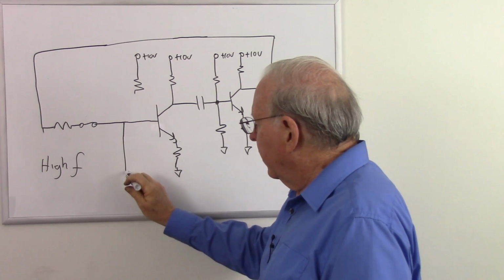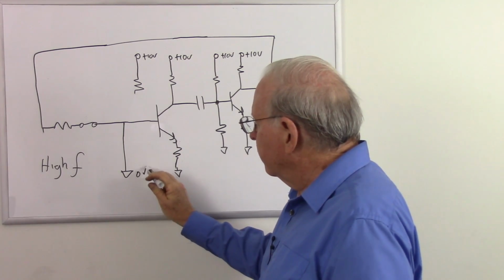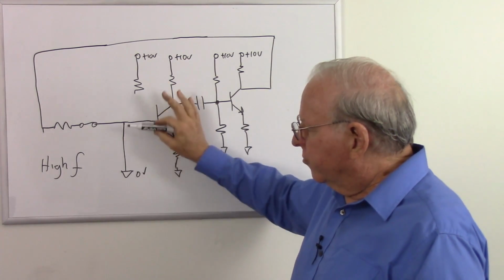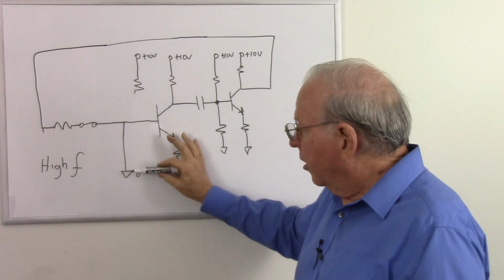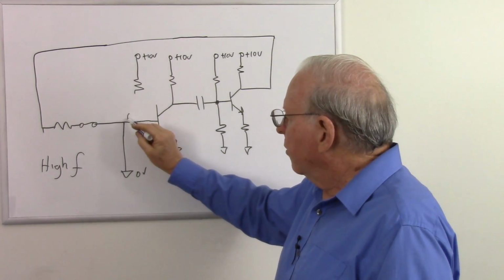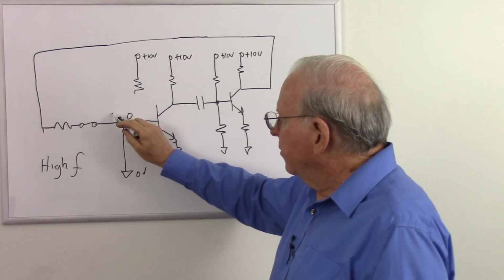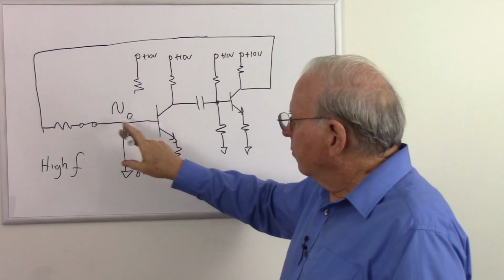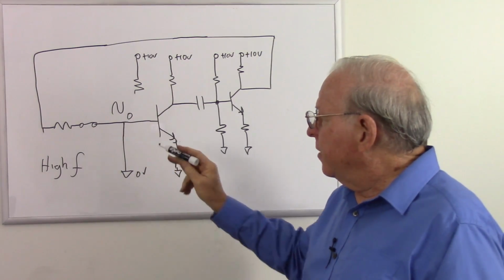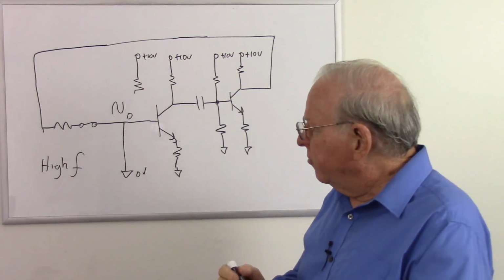This simply goes to ground, 0 volts. And since there's no resistance between there, no matter how much current we get, we're not going to get a voltage difference. So now we're talking about alternating current, of course, but our voltage is 0 volts at high frequencies at the base of that transistor.